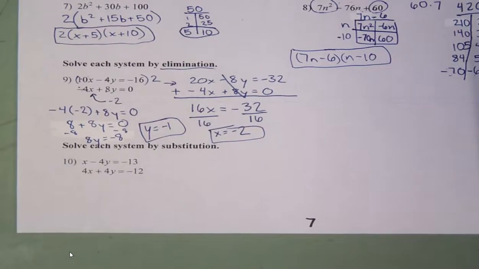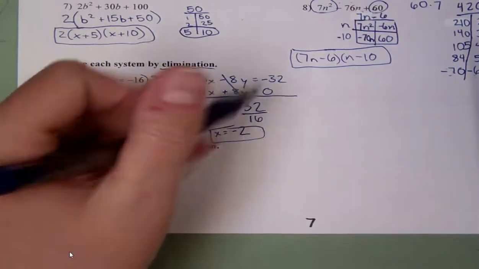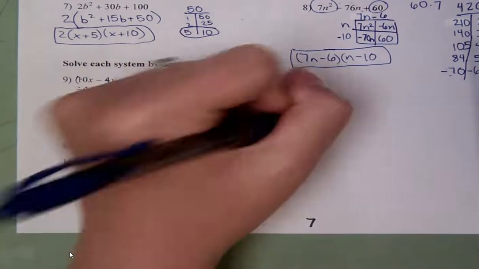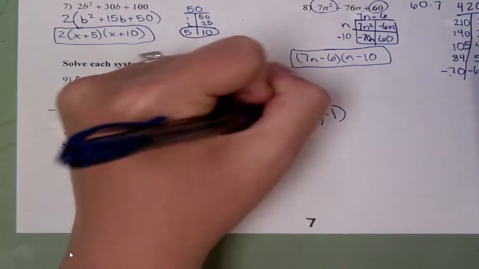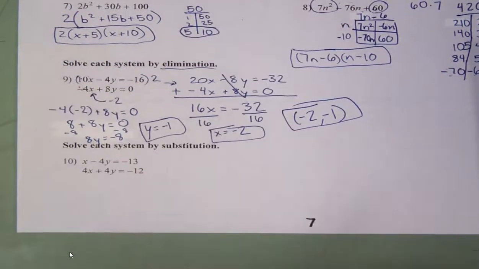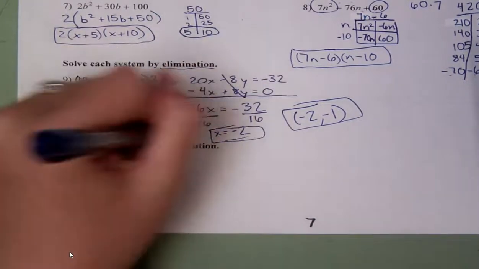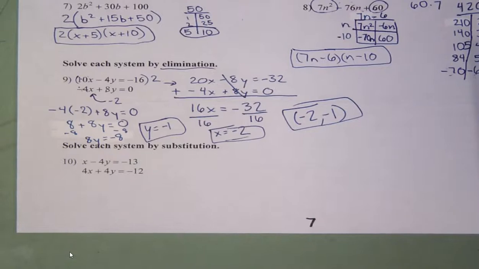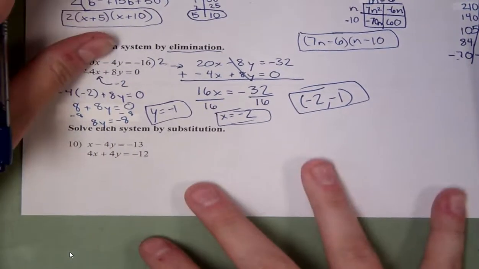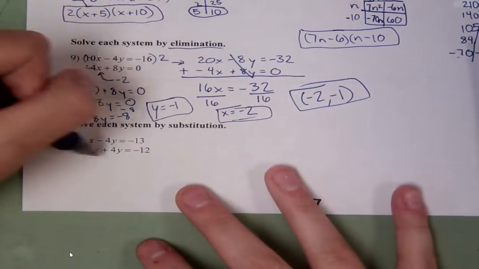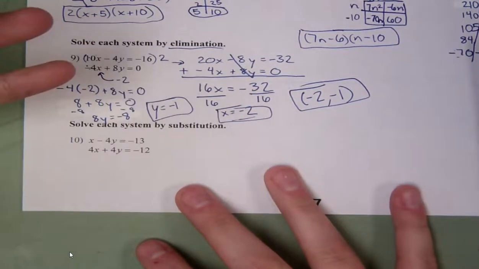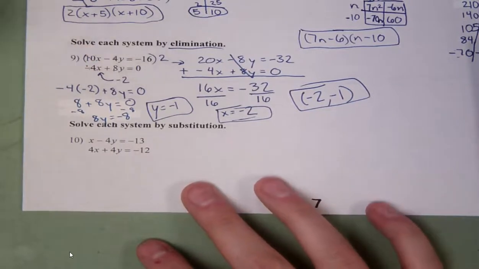So those are my two answers. If I want it written like an ordered pair, I'd write my x value first, my y value second, and it would look like that. It just kind of depends on how it asks for it. But these two and that are the same thing. Okay, now we can solve by substitution. You could solve this by elimination, but I want to show you how to solve it by substitution.